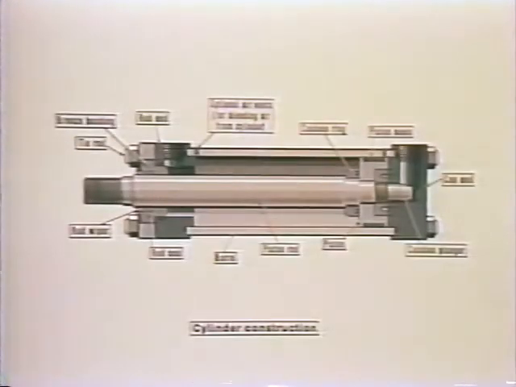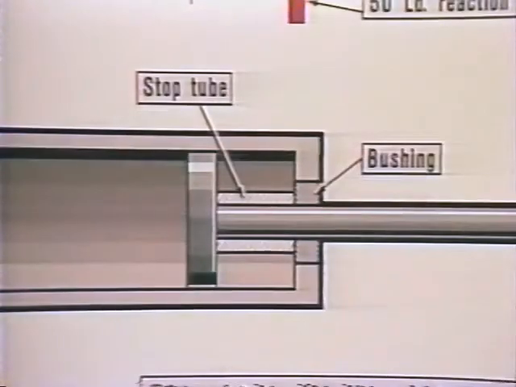Cushions are devices built into one or both ends of a cylinder to reduce its speed as it enters the last inch or so of its travel. Stop tubes are used where long strokes and side loading may cause wear of the rod bushing. They're placed on the cylinder rod next to the piston to increase the minimum distance from the piston to the rod bushing.